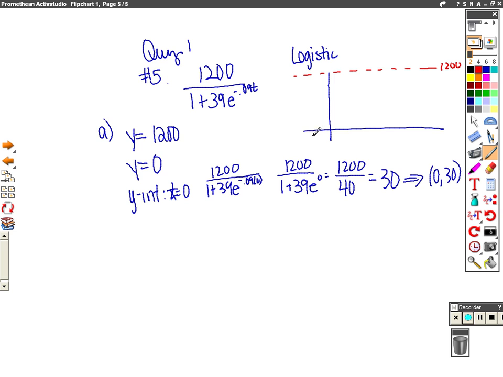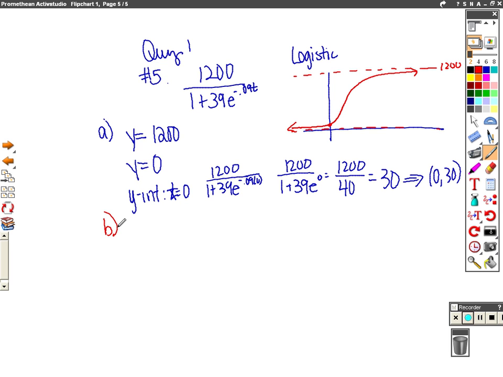Alright, so when you get ready to sketch this, there's an asymptote up here at 1200. Now if this is all 1200, like 30 would probably be even closer than that. And I know I have an asymptote here, so this is going to look like this. And make sure you draw your arrows in the end.